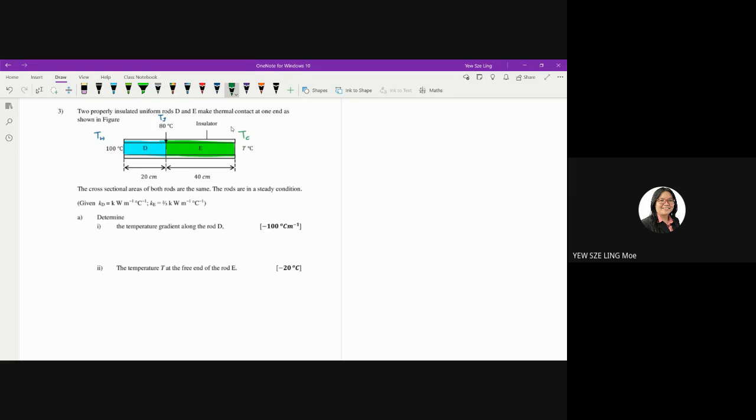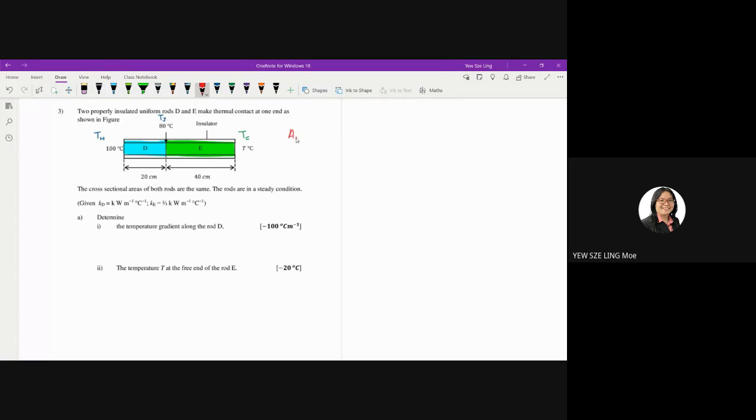Labels will help you to identify if maybe you have done some careless mistake. All these labels, all these subscripts, will help you to identify where your mistake is. So the cross-sectional area for both rods are the same. You put an insulator around them. Whenever you have joint rod questions, usually they have the same cross-sectional area.